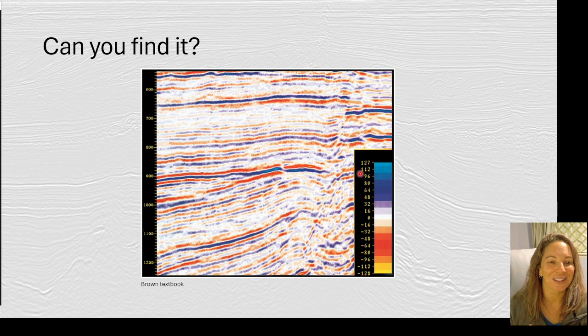Okay, so now I'm going to pause and see if you can find the flat spot. If I was doing well, I'd cue up some Jeopardy music. Or you may not find the flat spot, but find the DHI. It's not a flat spot. All right, so right in here, we have a polarity reversal. If you can see it, I'm trying to circle it with my pointer.